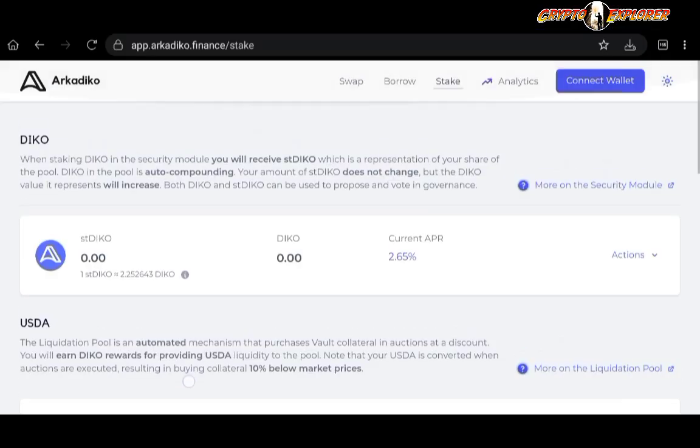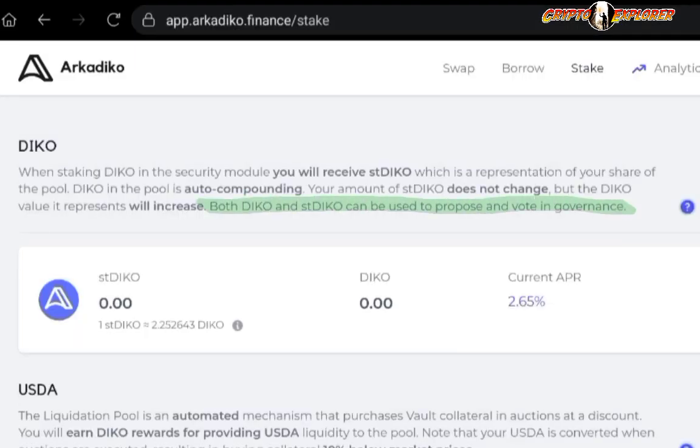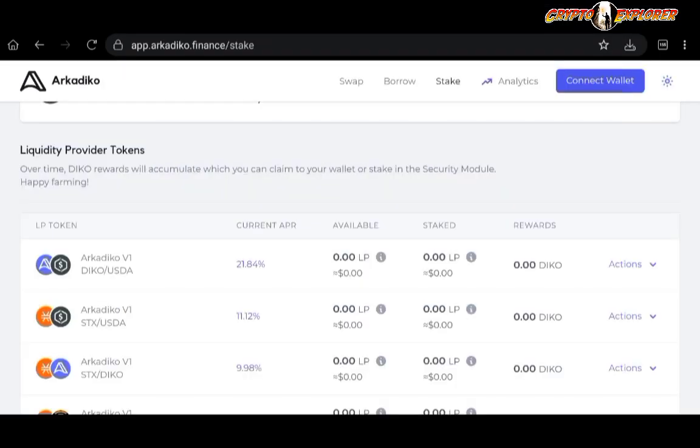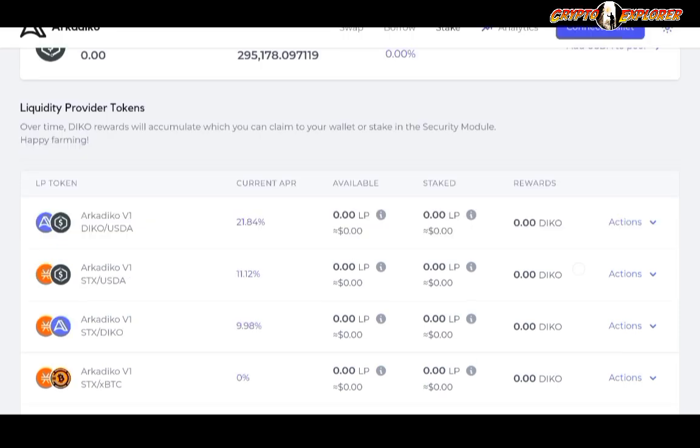Not only that, you can also stake the DIKO tokens here. And when you do that, you will receive stDIKO, which is a representation of your share of the pool. You'll use both DIKO and stDIKO to propose and vote in the governance of the Arkadiko protocol. ArkadikoSwap also offers users the ability to provide liquidity to their pools, earning the fees generated from trading, and also there will be incentives paid in the DIKO token.